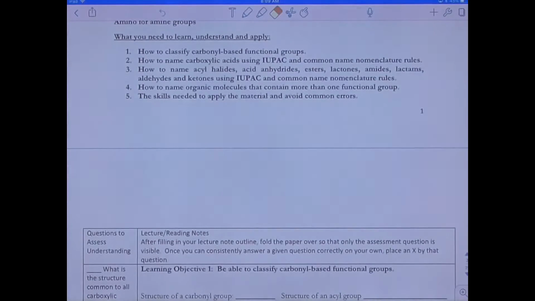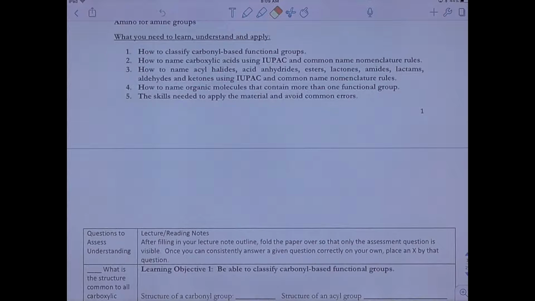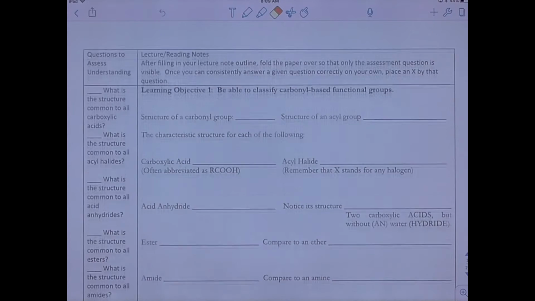And you see the learning objectives there: how to classify things. You have to classify them first before you can name them, because the functional group ending will be dependent on what class of molecule it is; how to name a carboxylic acid, and then how to name all the other types. The reason those are split out is because quite often the name for the other types is based on the name for the carboxylic acid; and then how to name more than one functional group.